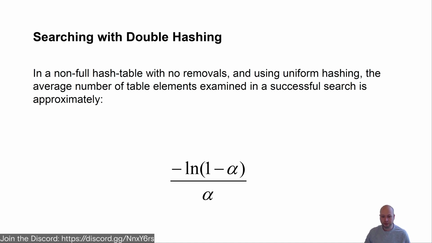Searching with double hashing, again, in a non-full hash table, no removals, using uniform hashing. The average number of table elements examined in a successful search is negative natural log of 1 minus alpha. And the negative is because we're essentially going to infinity, but we're going negative infinity.